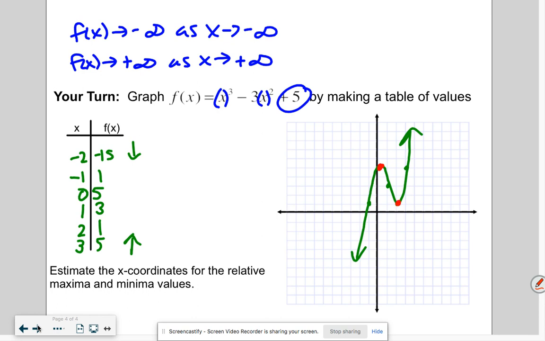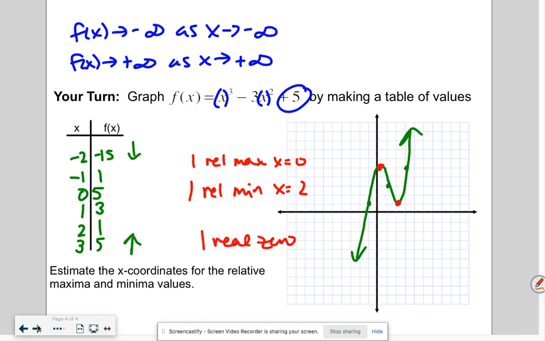So we have 1 relative max at x equals 0, and we have 1 relative min at x equals 2, and we have 1 real 0. And that means if we have 1 real 0, that means we have 2 complex zeros because they come in pairs. All right, guys. So be prepared to do just a little bit of graphing in your homework today.